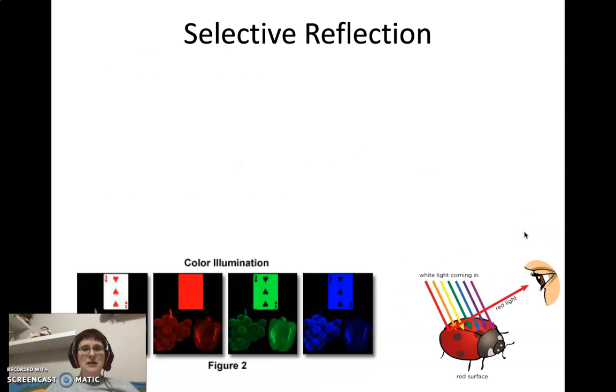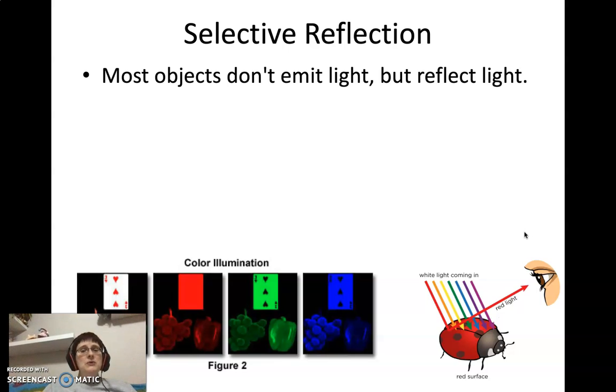Okay, so on to selective reflection. So this is tied to the property of reflection we talked about earlier, but it's here because it's about color. So most objects don't emit light. Remember, we started off talking about luminous objects or incandescent objects, ones that actually make their own light. But most objects are just reflecting light.